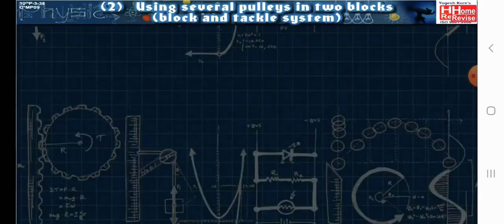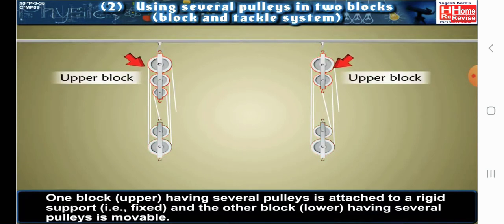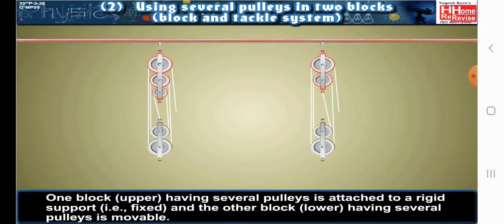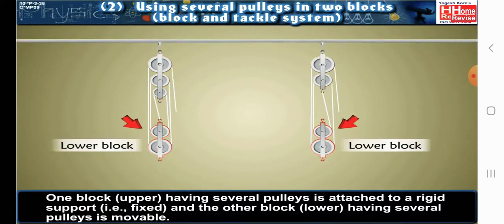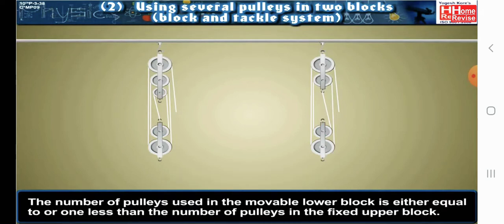Two, using several pulleys in two blocks, block and tackle system. In this system of pulleys, two blocks of pulleys are used. One block, upper, having several pulleys is attached to a rigid support that is fixed, and the other block, lower, having several pulleys is movable. This arrangement is called the block and tackle system. The number of pulleys used in the movable lower block is either equal to or one less than the number of pulleys in the fixed upper block.